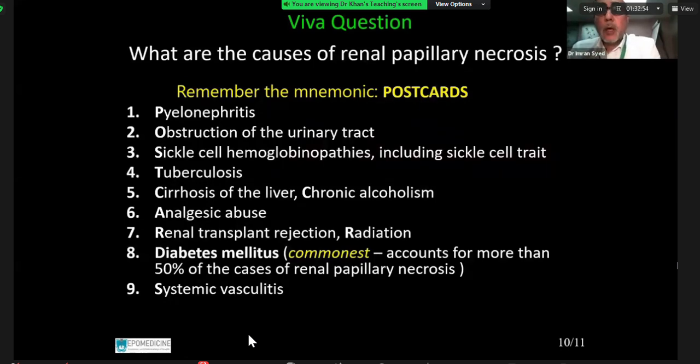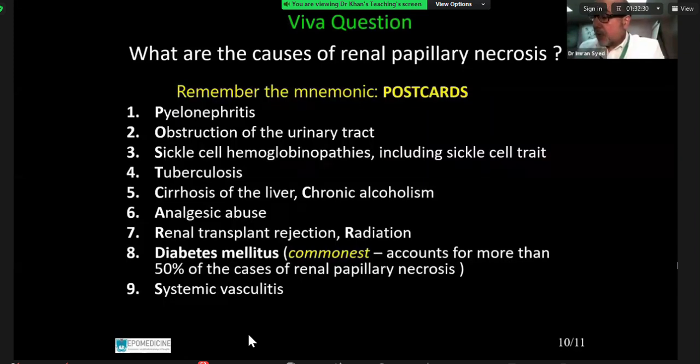And the take-home message here is that more than 50% of the cases of renal papillary necrosis are related to diabetes. And diabetes is fairly common, so it's not an uncommon finding, and it's a very common question, therefore, in the fellowship exam, and has been asked on a regular basis.